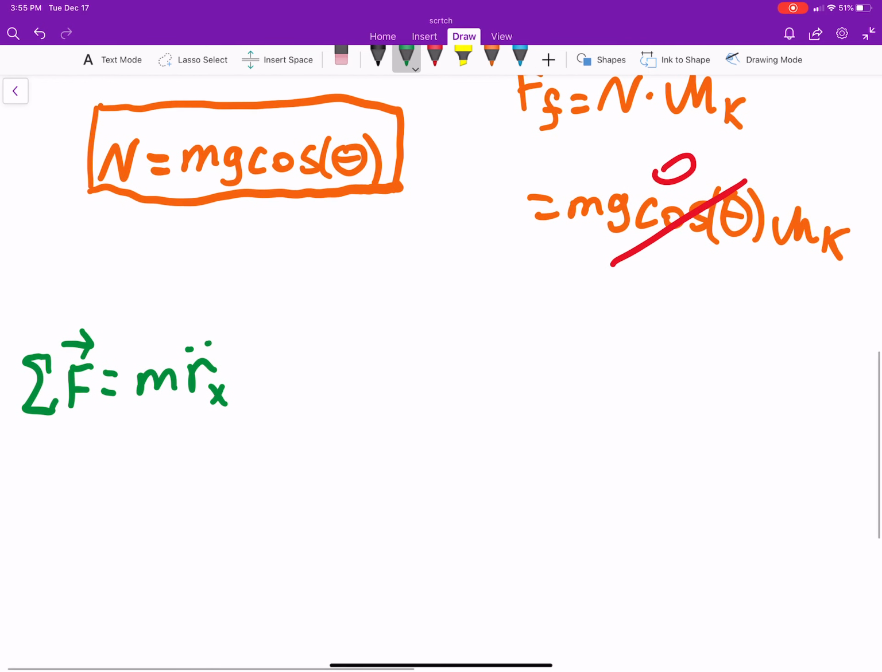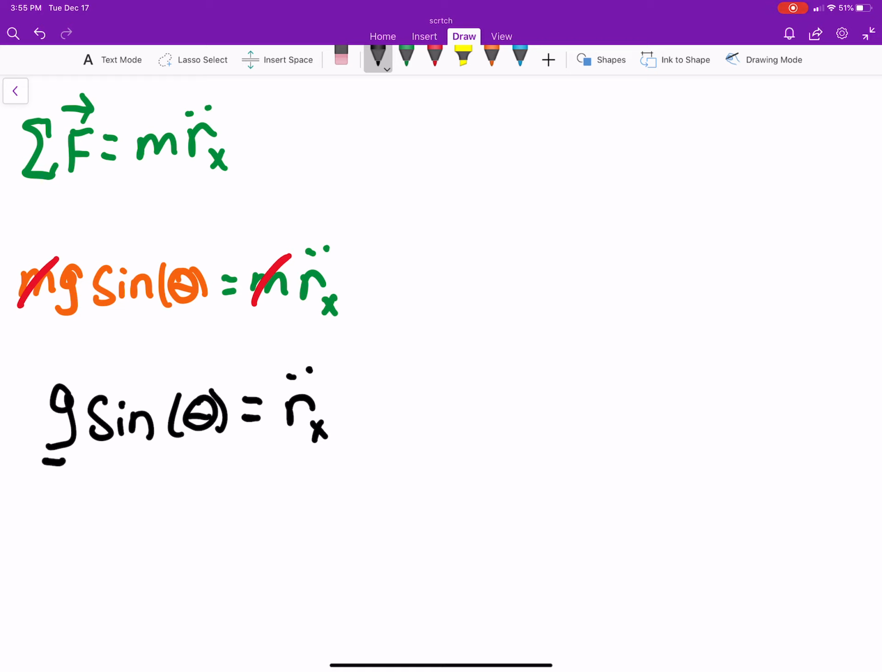Now you might say, hey, this is a constant. Gravity is a constant, and sine of theta, the angle isn't changing, so that's a constant.